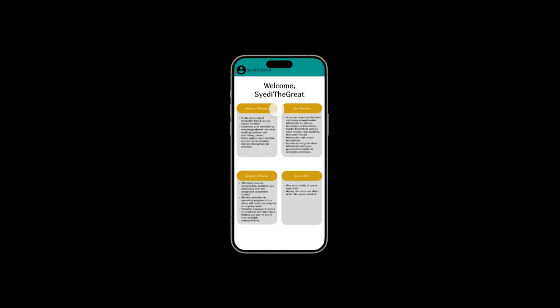If we click on the generate timetable, we can create personalized timetable based on your course schedule, customize your timetable by selecting preferred time slot, avoiding overlap and prioritizing class, and last one, easily update your timetable as your course schedule change throughout the semester. So we click on the generated timetable.